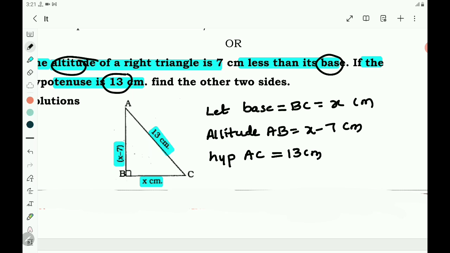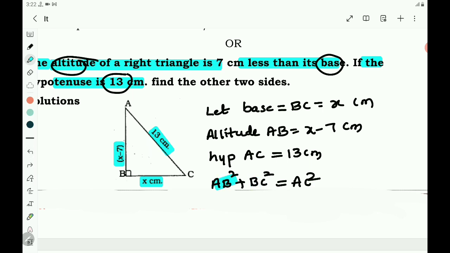How will you get the measurement of the other two sides? By applying the Pythagoras theorem to this right angle triangle ABC. You know that the square on the hypotenuse is equal to the sum of the squares on the other two sides. That is AB square plus BC square is equal to AC square. AC square is equal to AB square plus BC square.